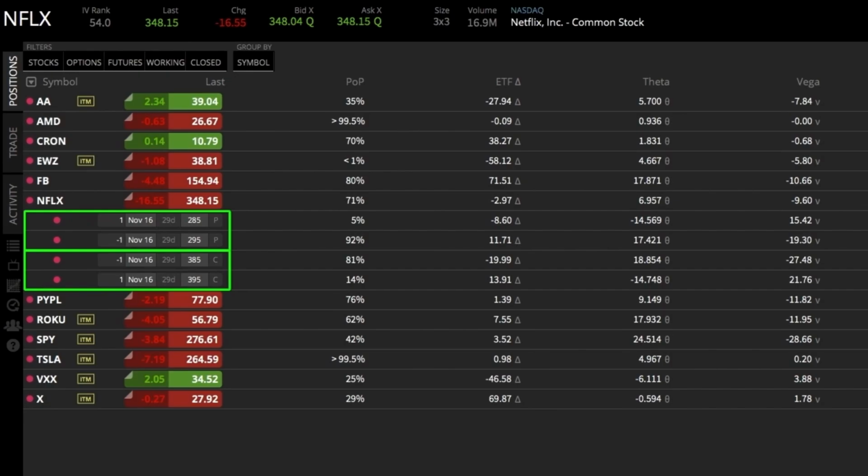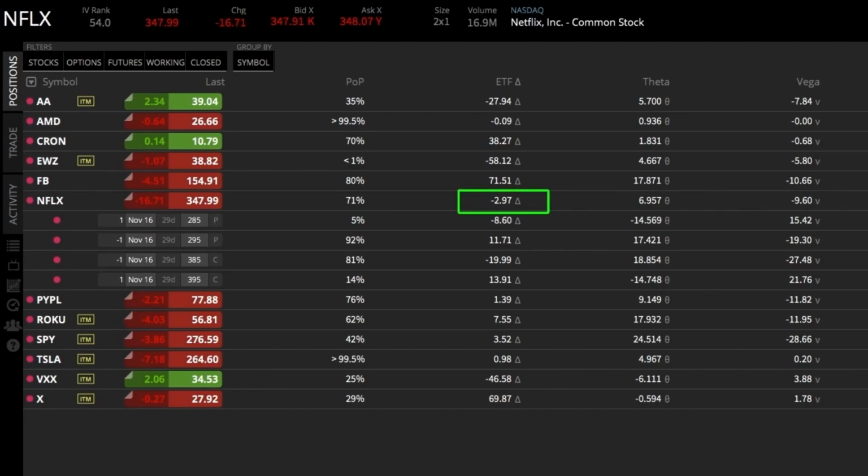I sold a 285-295 put vertical spread and sold a 385-395 call vertical spread at the same time. These spreads offset each other directionally, which is why I have almost a zero delta in this position. My theta is at a solid $6 per day, meaning all else equal, this spread would decay by $6 each day if we froze IV and the stock's price.